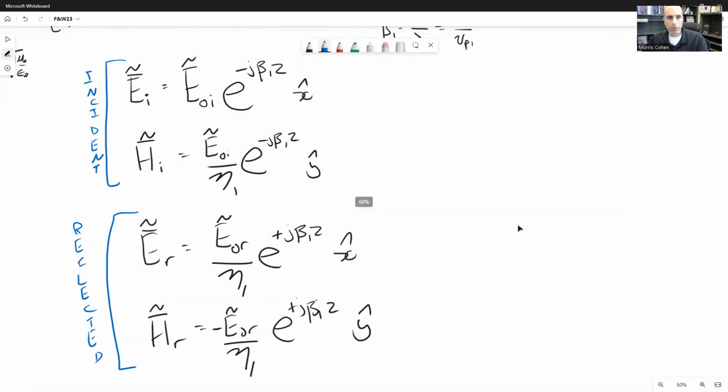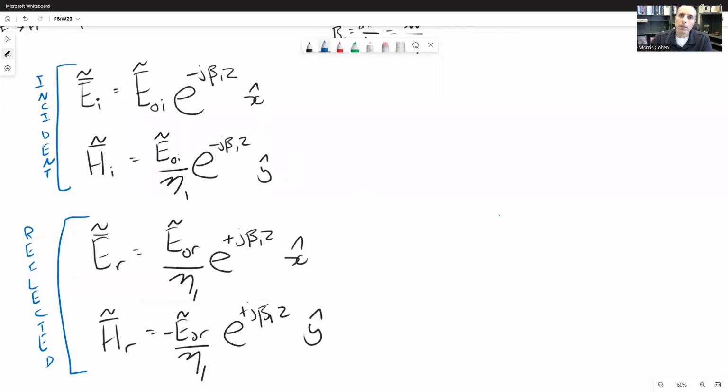Right now we have one more wave, which is the transmitted wave. And so ET will equal a generic placeholder, an unknown constant, E0t as a phasor, times e to the negative j beta 2z. There's a negative j because it's still propagating in the positive z direction, but I'm going to make it a beta 2 because now we're in material 2. The transmitted wave is in material 2. So this is in the x direction.